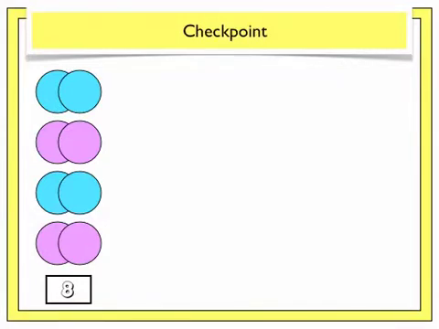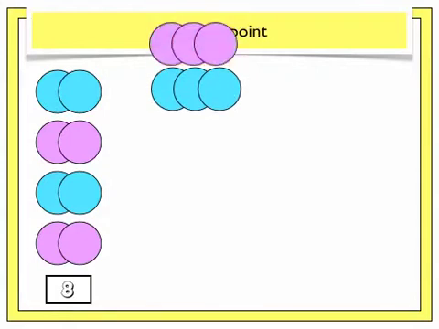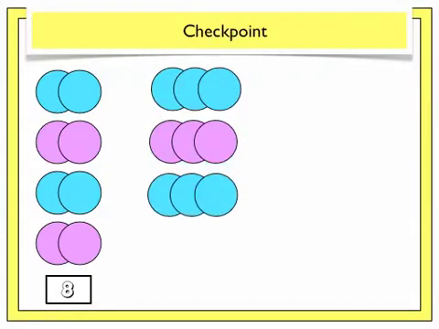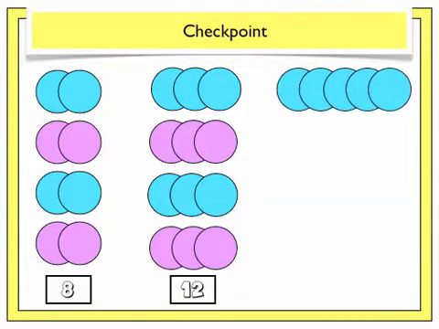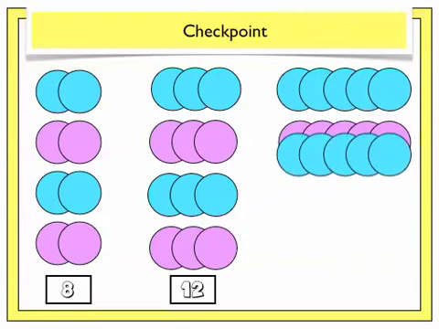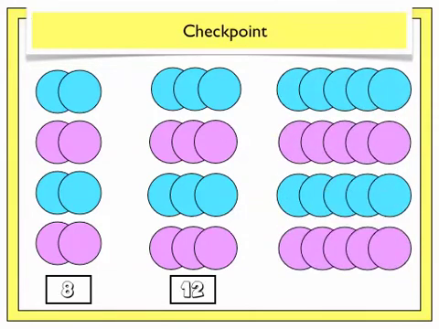Let's have another go. What was your final number now? I got 12. Did you get 12 too? One last try. Remember to skip count to get to the total. Did you skip count in fives? What did you get? I got 20. Did you get that too?